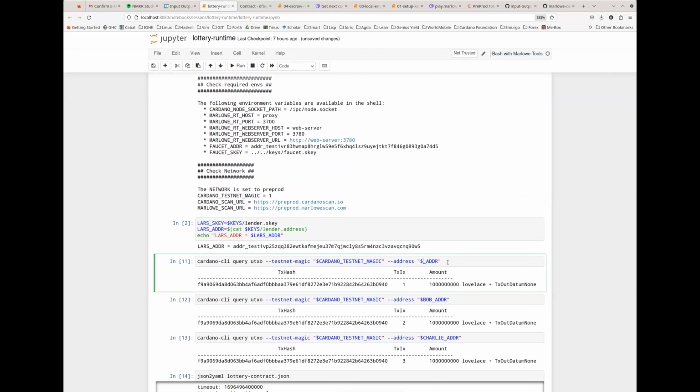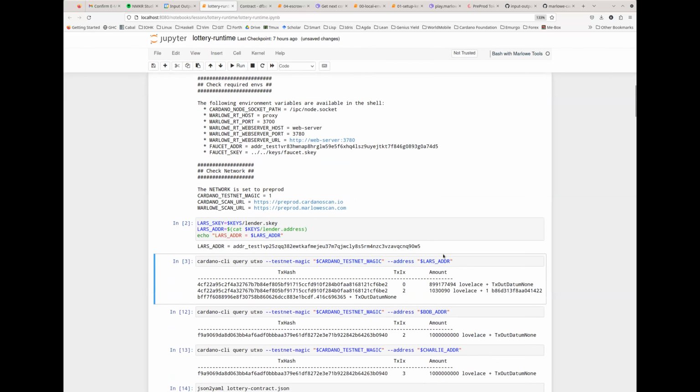So I can now, for example, check my address. So this is, as I said, just bash. So this is this address, this one. And I see I have 2 UTXOs. I should also mention, so ADA is our currency, but there's a smaller unit called Lovelace, and 1 million Lovelace are 1 ADA. So this means this is 899 ADA.